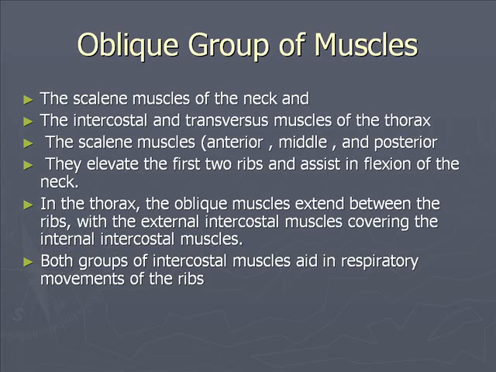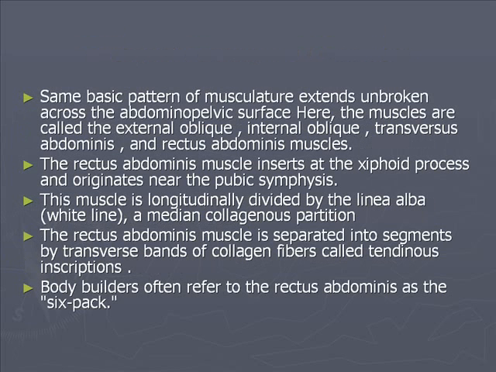In the thorax, the oblique muscles extend between the ribs. External intercostal muscles cover the internal intercostal muscles. Both groups of intercostal muscles aid in respiration. I think we talked about the intercostal muscles a little bit when we talked about the ribs, but basically they're very important muscles along with the diaphragm. The internal and external intercostal muscles are essentially important in respiration.